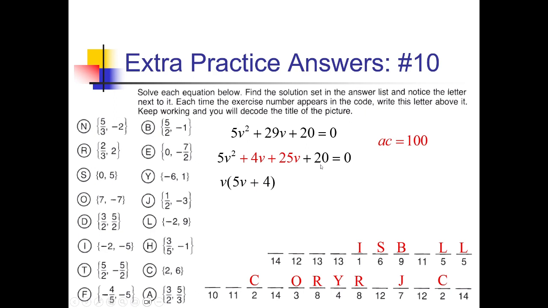And then for the next 2, I can take out a 5. That also leaves a 5v and a plus 4. So 5v plus 4 is coming out of everything. V plus 5 is my leftovers going next to it. Setting each of them equal to 0 and solving. For this first one, I would have to subtract 4 and divide by 5. So negative 4 over 5 for that answer. And then negative 5 zeroes out the next parentheses. Negative 4/5 and negative 5, that's going to be letter F right here. So 10 gets an F, and there's no other 10s out there, so on to the next question.